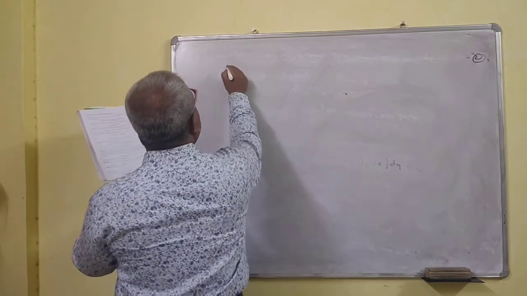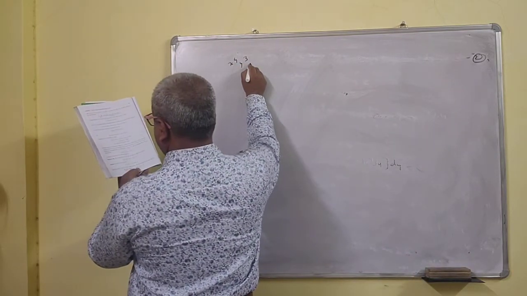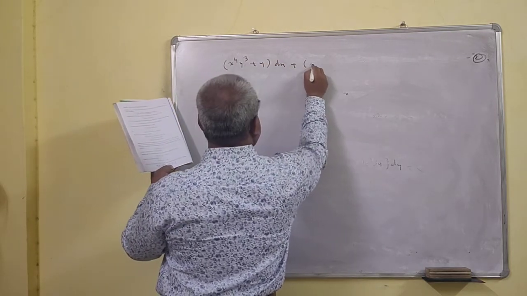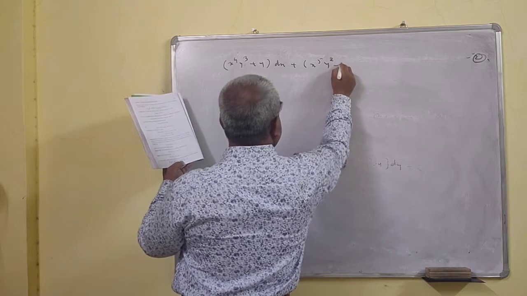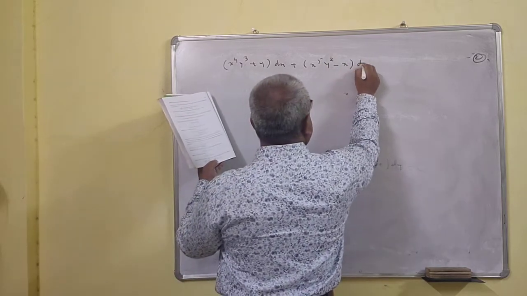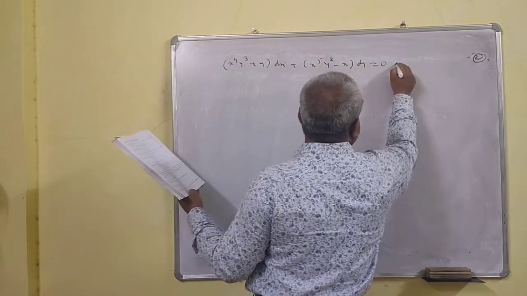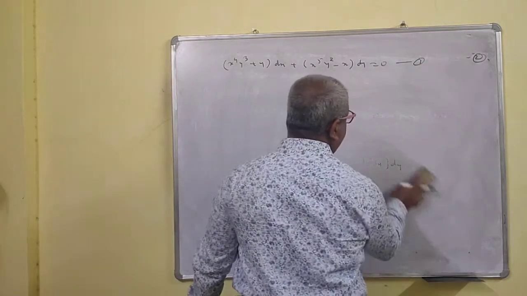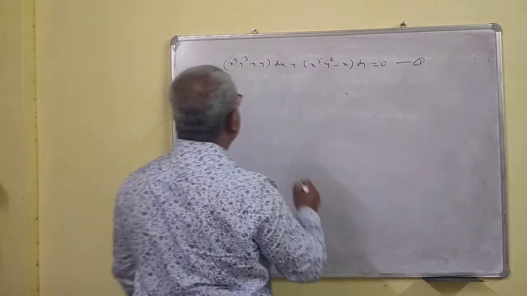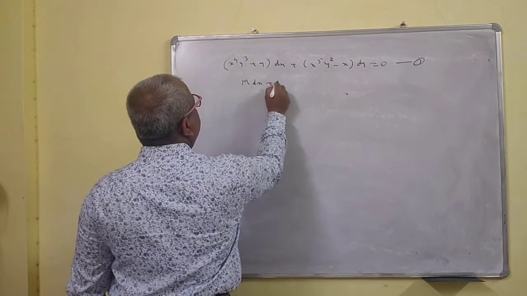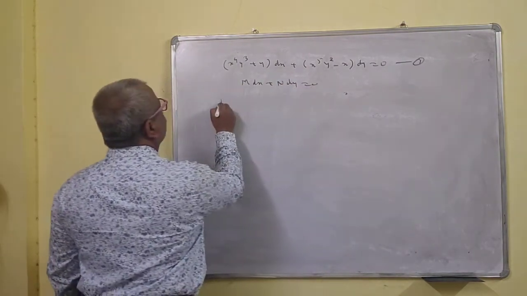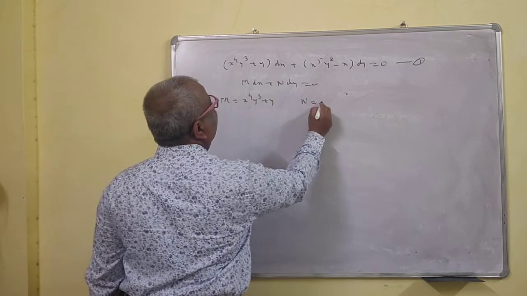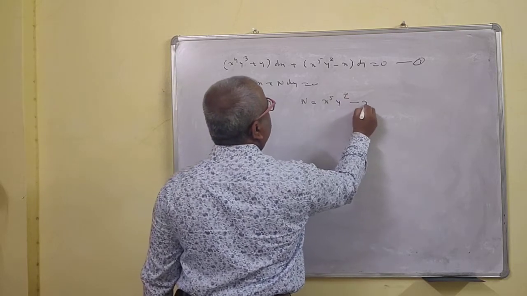Solve (x^4 y^3 + y) dx + (x^5 y^2 - x) dy = 0. Call this equation 1. Comparing this equation with M dx + N dy = 0, your M is x^4 y^3 + y, and your N is x^5 y^2 - x.